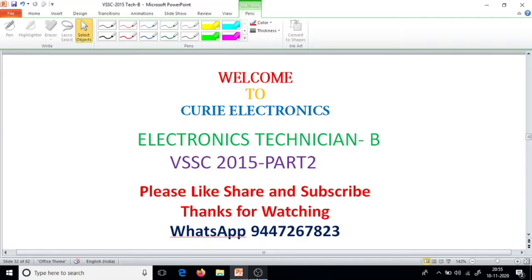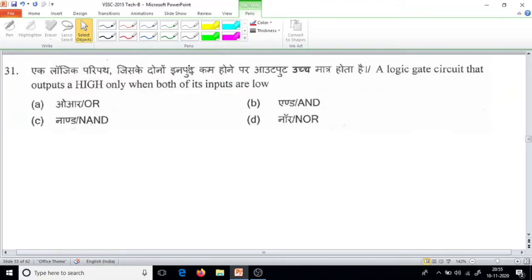So we will start the section. Question number 31: a logic circuit that outputs a high only when both of its inputs are low.